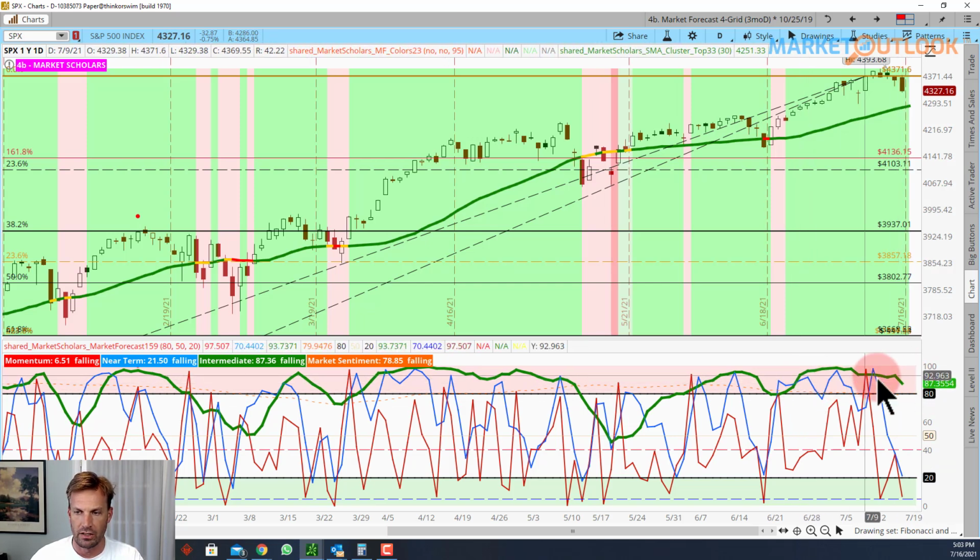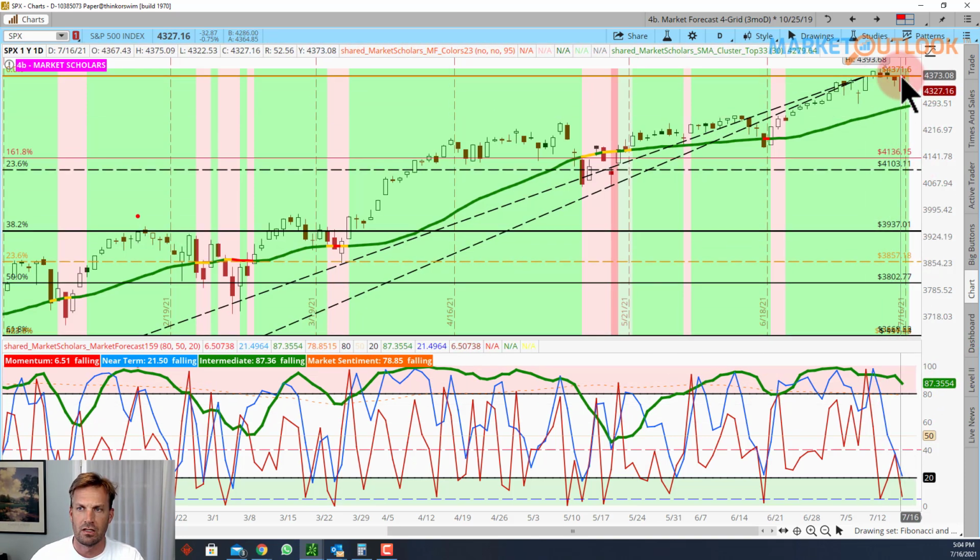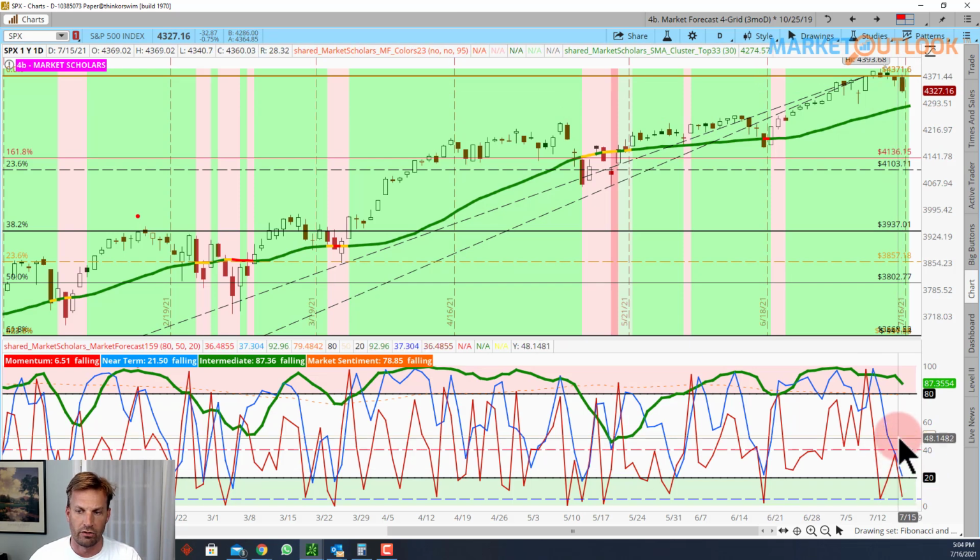The S&P intermediate line is still well above 80. The market sentiment line's falling, and it's really close to 80, but take that for what it's worth. It's still very high, and it's easily above 60. So this is just a near-term decline, which is all it is.